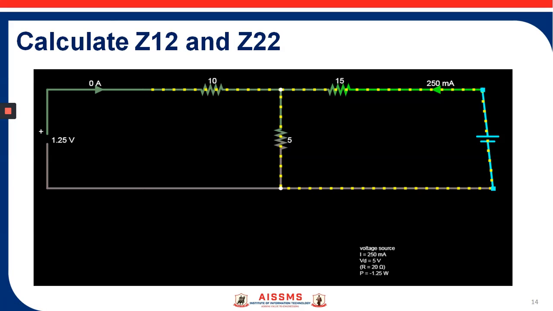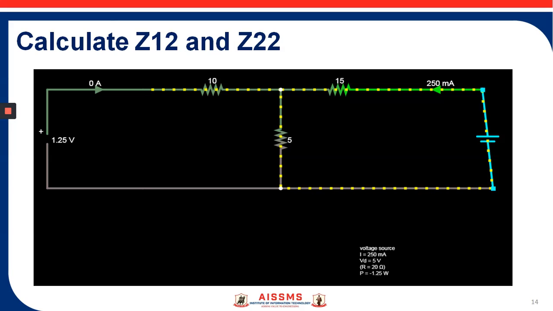The next condition is for calculation of Z12 and Z22. In this second condition, we keep the first port open and connect the supply to the second port. So Z12 formula is V1 divided by I2. So what is the voltage here? V1 is equal to 1.25 divided by I2. The I2 current flowing through the circuit is 250 milliampere. When you put these values, you are getting the 5 ohm Z12 value.